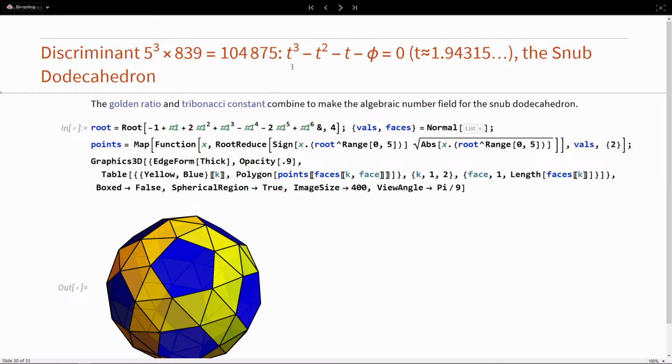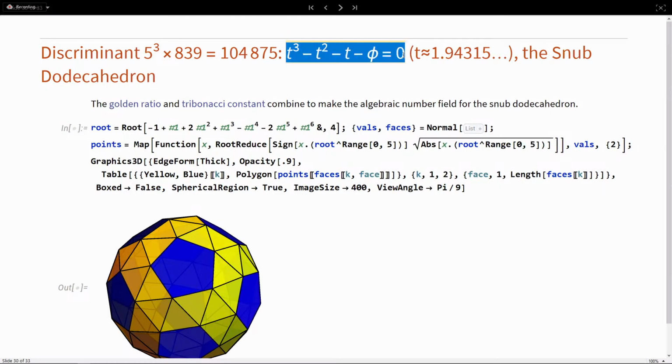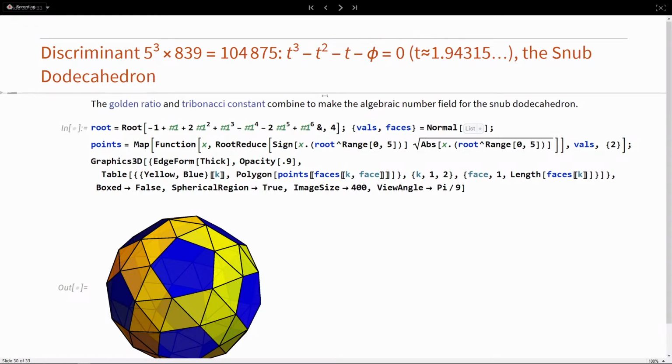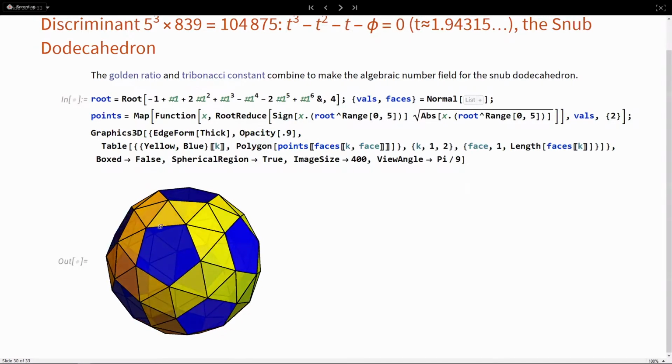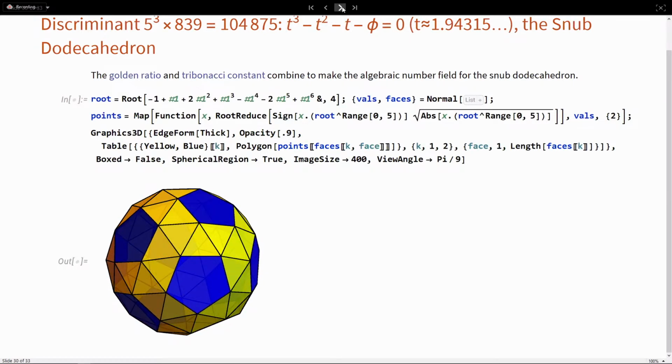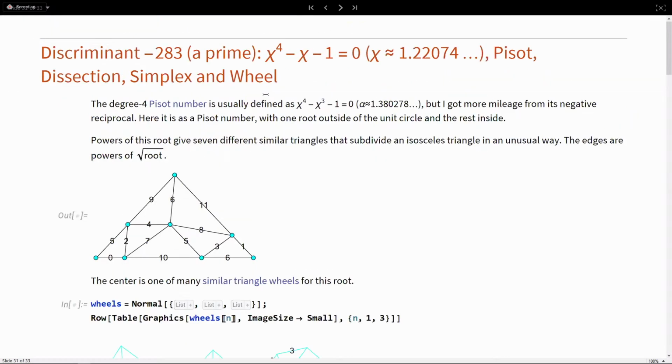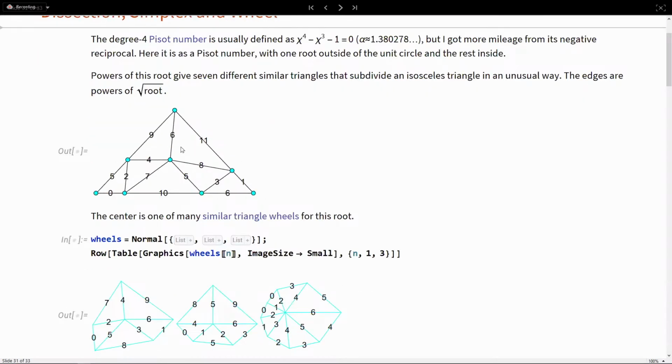The snub dodecahedron: if you take the Fibonacci constant and combine it with the golden ratio, this little polynomial here is everything you need to build the snub dodecahedron, which I show here. And now the discriminant, minus 283. I mentioned the chi constant earlier, and here it is.